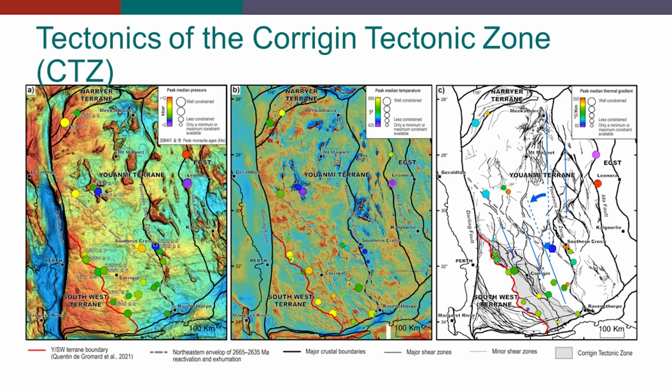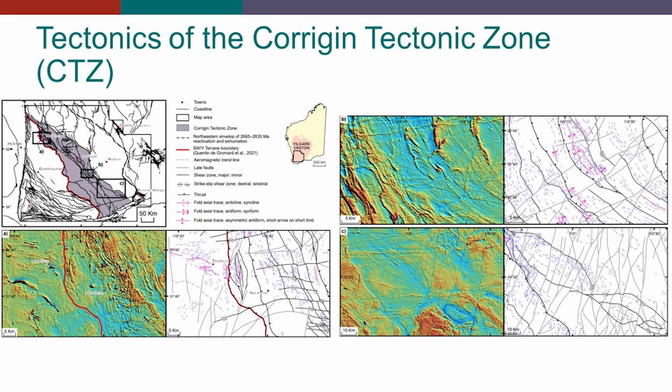And we interpret that these probably originated in the same orientation as those in the northern Youanmi terrane, but have been rotated counterclockwise during subsequent deformation along the terrane boundary and along the Corrigin tectonic zone. So we see a counterclockwise rotation, some west verging thrusting direction.